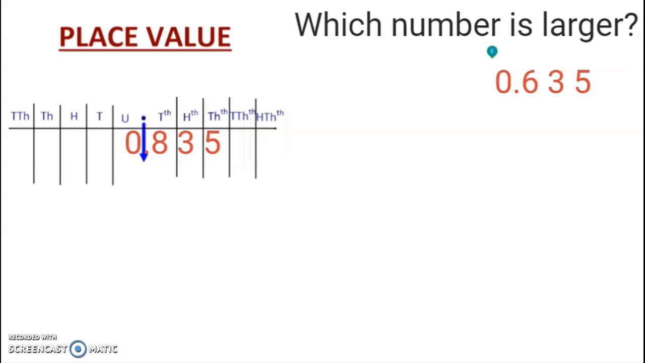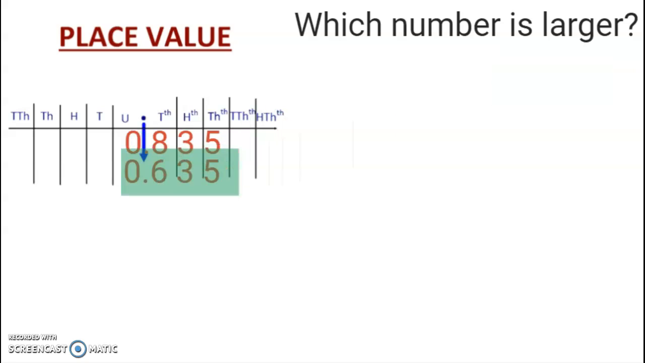I do the same with 0.635. Again, making sure everything's lined up with that decimal point in that decimal point column. And now it's really easy to see that that top number, 835, is the larger of the two decimals. So my answer to which number is larger is 0.835. We can clearly see on the place value chart that that is the bigger number.